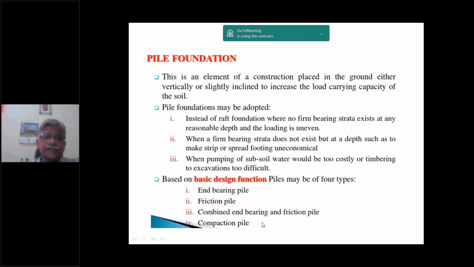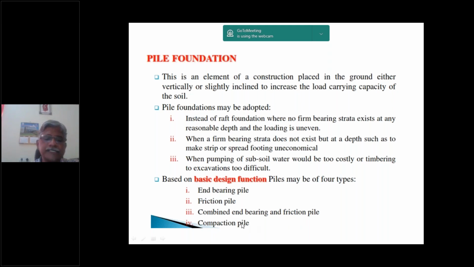There are four categories here. In an end-bearing pile, the load is carried by the end-bearing resistance only. In a friction pile, the load carrying capacity is mostly derived from the surrounding friction, the shaft friction only. There is no end bearing in it. The combined end-bearing and friction pile is the pile in which the load carrying capacity is derived from the end bearing as well as from the side friction.